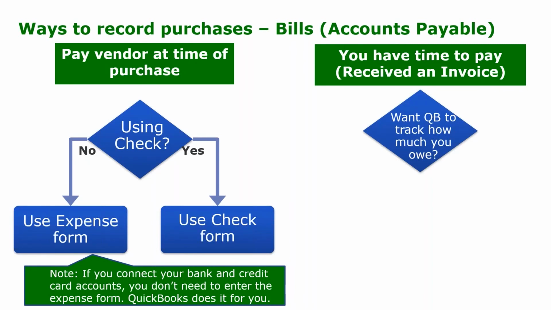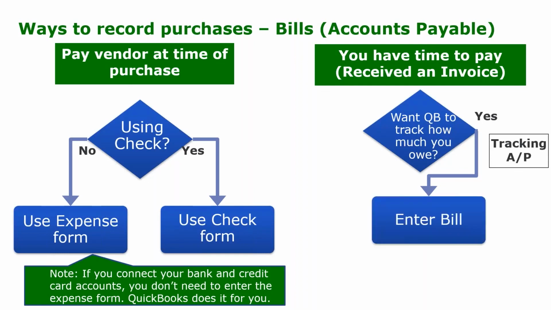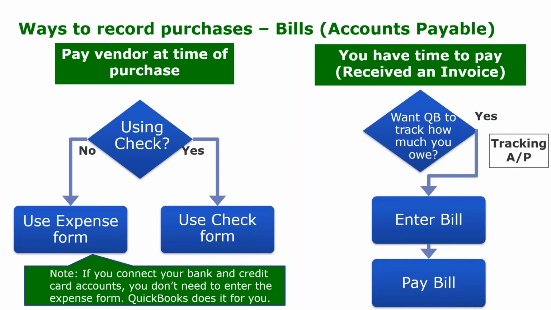You're going to want to track how much money you owe to your vendors from one given moment to the next. So if the answer is yes here, you're going to be doing something called tracking accounts payable. Accounts payable is a record of what you owe your vendors. So the very first transaction to enter in this process is called a bill. A bill is a record of you owing money. You haven't paid it yet, but you're going to in the future. And then eventually, once you pay it, you'll record it through the pay bills window.